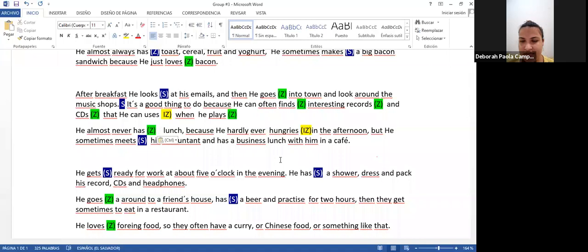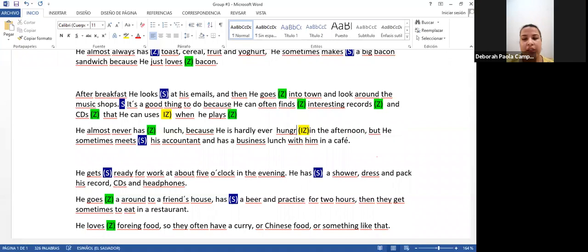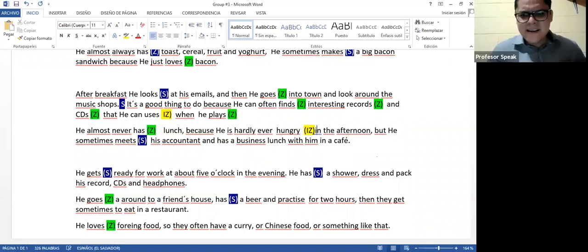Hungry. Because he is hardly ever hungry. Okay, in this case, guys, you don't need to modify hungry because hungry is not a verb. Hungry is an adjective. Okay, because he is hardly ever hungry in the afternoon.